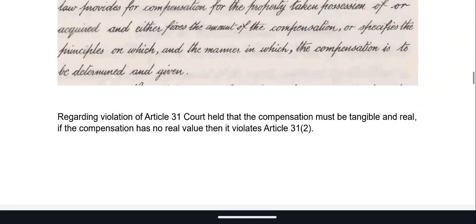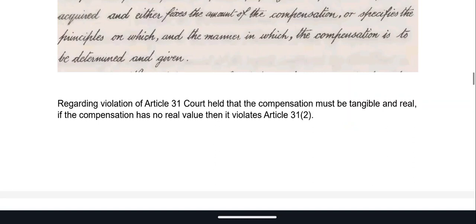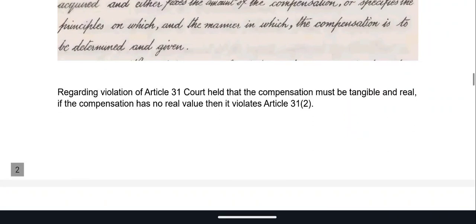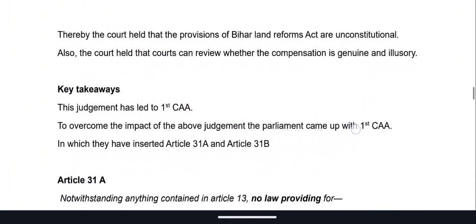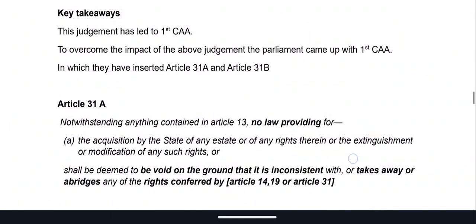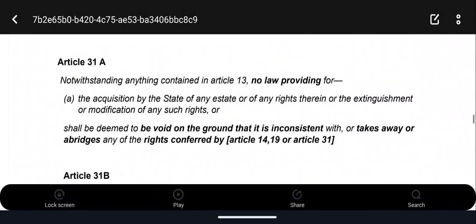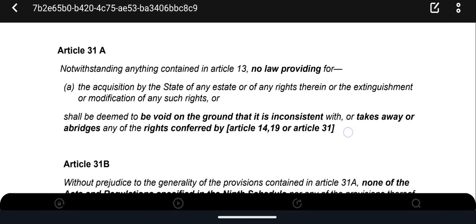I hope this is clear up to here. Now this was clearly going against the government, and the government had a big blow from this judgment. What the government immediately did, to neutralize this judgment, was to come up with the first constitutional amendment. Through this first constitutional amendment, the government inserted article 31A and article 31B. Till then there was only article 31; there was no A and B. Articles 31A and 31B were brought into the constitution through the first constitutional amendment.